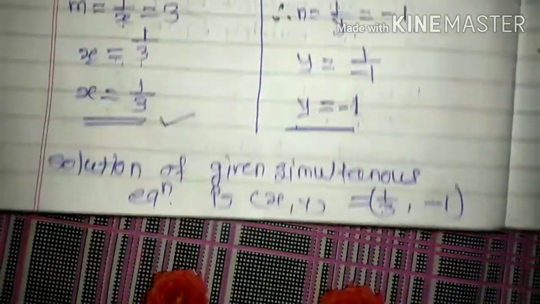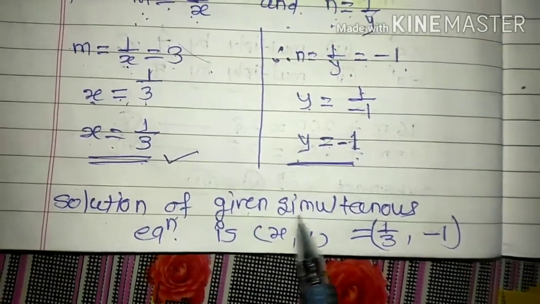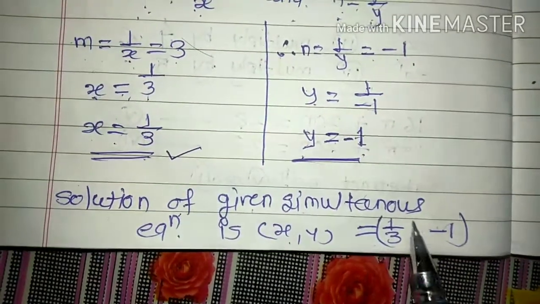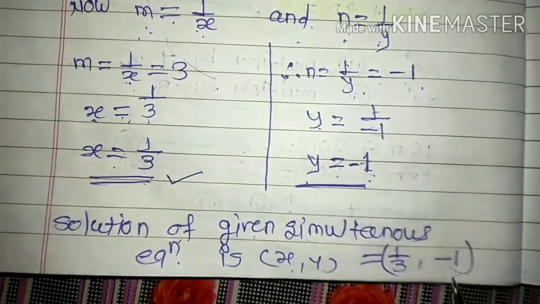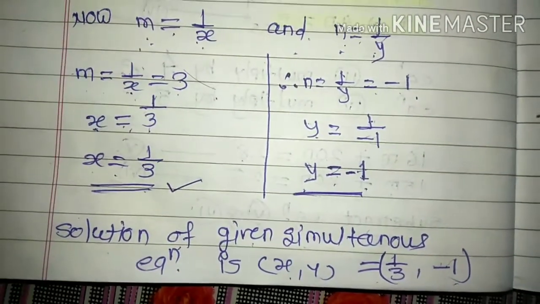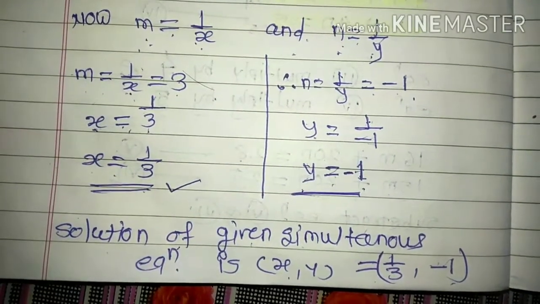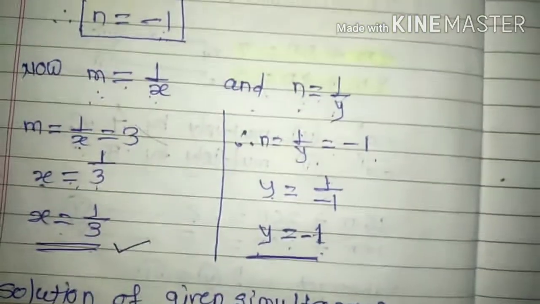Now the last point in this example: the solution of the given simultaneous equations is (x, y) = (1/3, -1). Now in this way this example is completed.